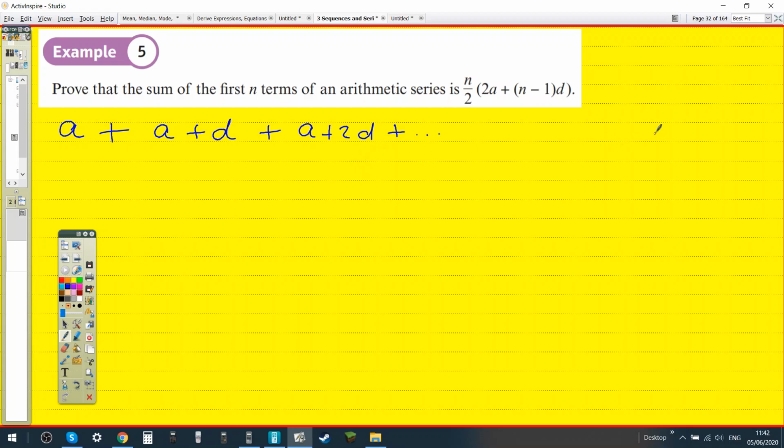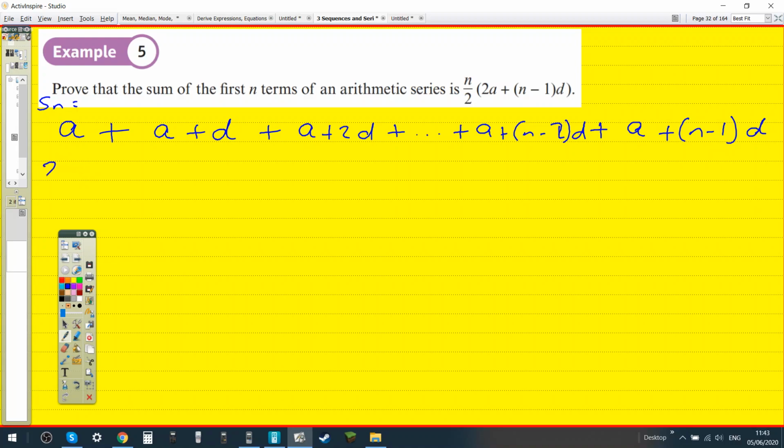Yes, except now they want us to do this one. A lot of people would think it is a plus nd, but it's actually a plus n minus 1 d, like you said, 99, because there's no d in the first term. D starts from the second term, so it's always one less than the n. The second last term would be a plus n minus 2 d. So that is the sum to n terms.